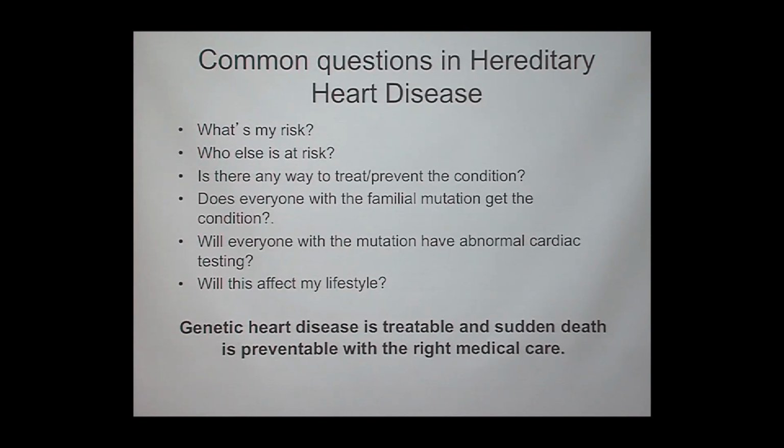What are the common questions? What's my risk? Who else is at risk? Is there any way to treat or prevent the condition? Does everyone with a familial mutation get the condition? Will everyone with the mutation have abnormal cardiac testing? Will this affect my lifestyle? Genetic heart disease is treatable. Sudden death is preventable with the right medical care. But what I want to stress here is when we're thinking about genetics in the setting of prevention of heart disease, we are thinking about families.